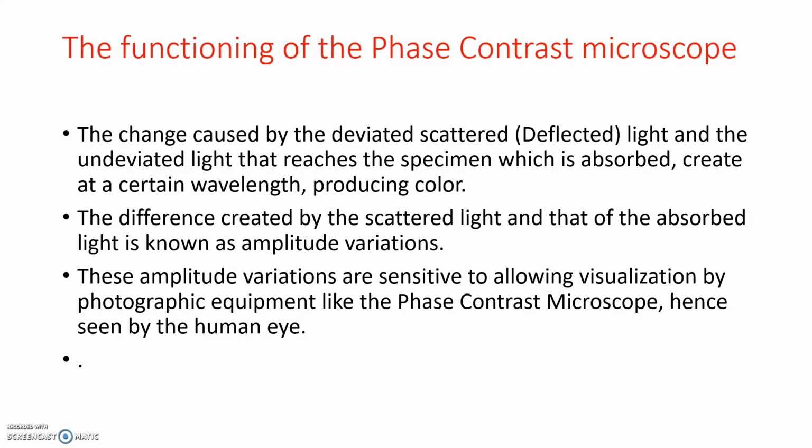Phase shift. Two types of light pass: one light scatters, and the other goes straight without deflecting. The difference between the two creates an amplitude variation. These amplitude variations allow visualization with photographic equipment like the phase contrast microscope, which can be seen with our human eye.